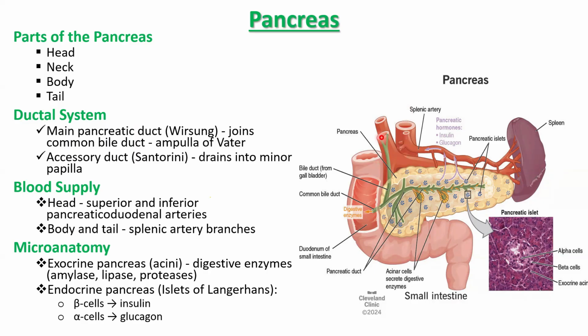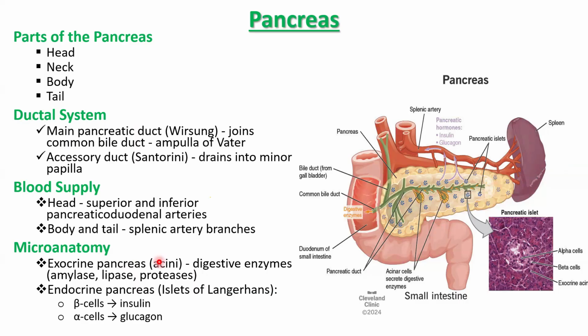So it has two parts. The pancreas has two histological parts. It has an exocrine pancreas. It has an endocrine pancreas. So the exocrine pancreas produces digestive enzymes. If you've heard about pancreatic amylase, pancreatic lipase or pancreatic proteases, they come from the exocrine pancreas. And actually, they form like 90% of the pancreas.